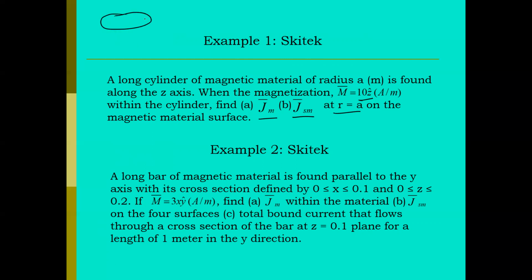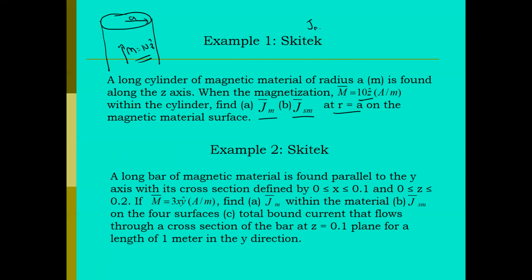So this is your cylinder, a long cylinder. We're not given any information about the length. We have a radius of A for the cylinder. Then it's given that the magnetization, the M vector, is directed towards the z-axis, so we have M of 10 z. So we need to find the Jm.